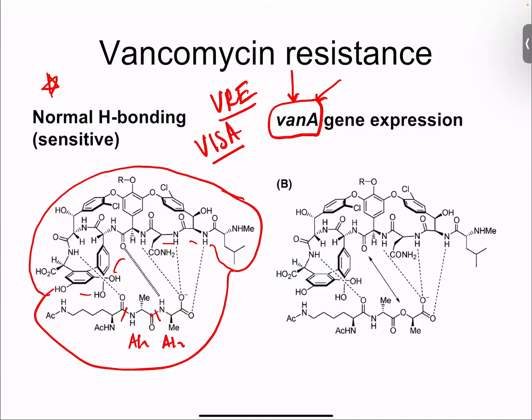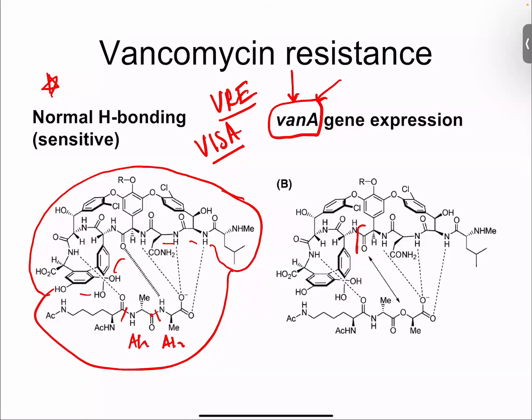The endpoint for the bacteria is the same. It can still generate transpeptidation reactions and cross-link peptidoglycan. So the bacteria don't really care that much. But what's the functional consequence of this gene on vancomycin's ability to bind? Hopefully it's obvious to you without me talking too much more about it.